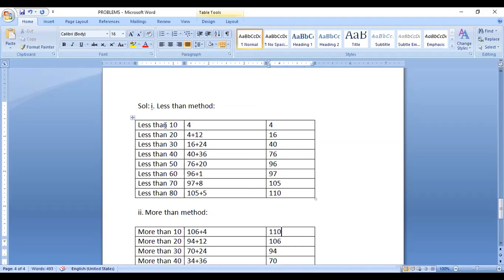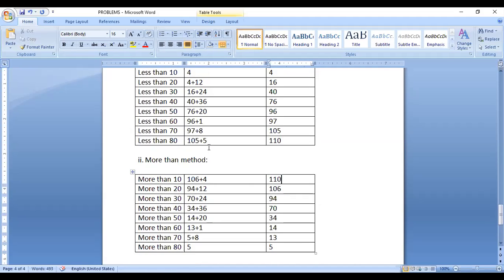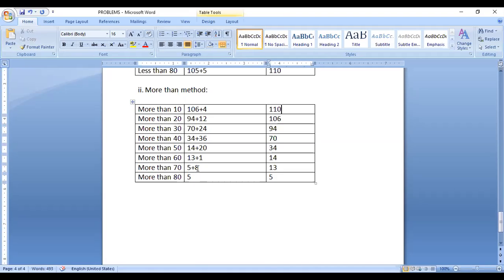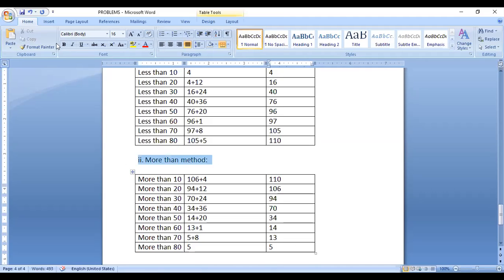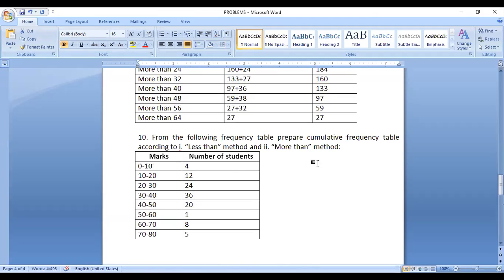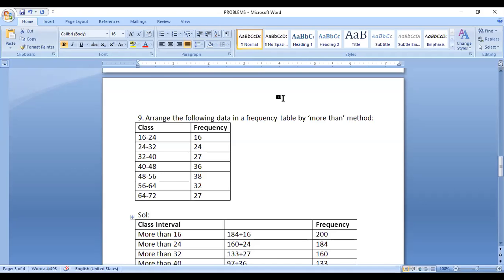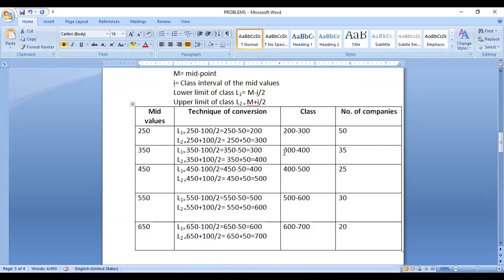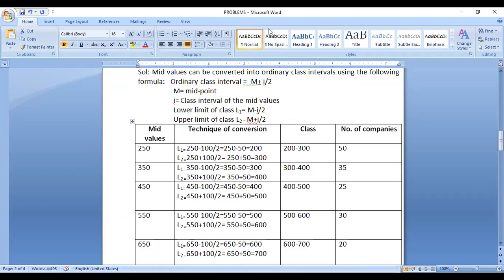So like this, less than means from the lowest class to the highest class, you will go on adding the frequencies. More than means from the topmost, highest class to the lowest class, you will go on adding frequencies. So that is the difference. I hope you understood well. So in this lesson, we have seen the more than method, the less than method, and if mid values are given, how classes are formed. That also we have seen. So thank you, dear friends.